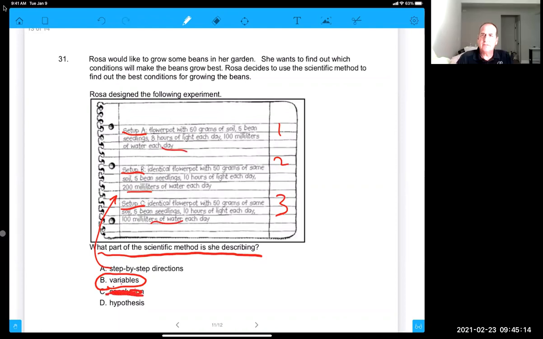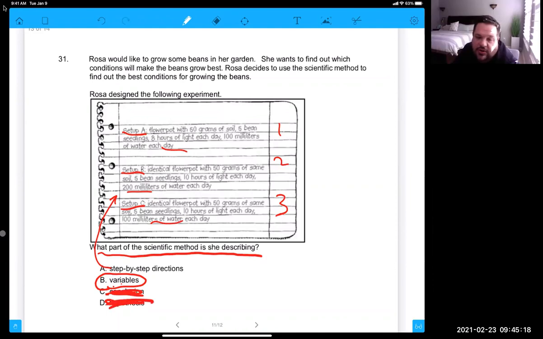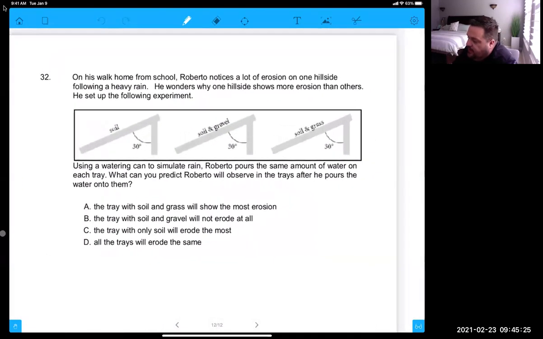Yeah, definitely, everybody agreed, it's not a conclusion or hypothesis, right? No. So you should be down to 2 choices. And this right here is not step-by-step directions. So it's got to be B. And the last one.